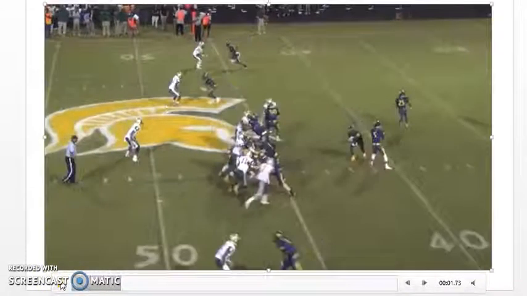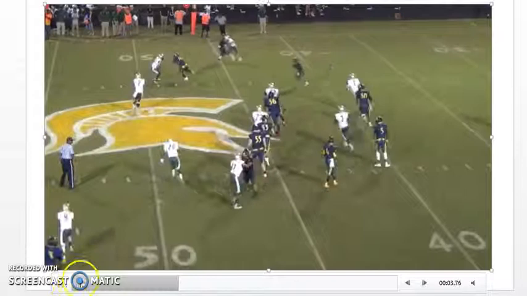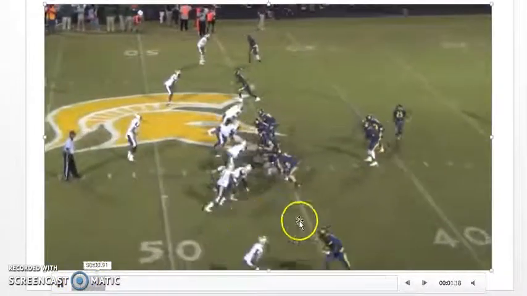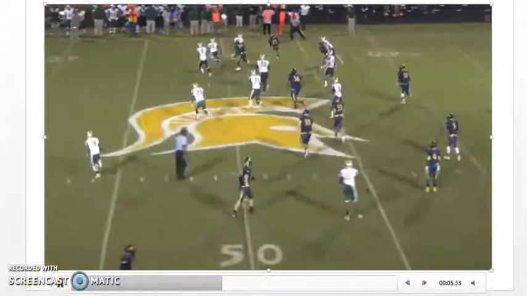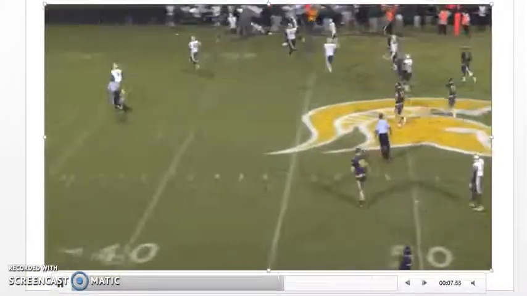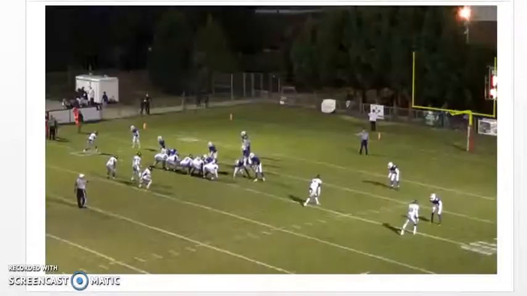All right, this is the same one we saw earlier here. We got the motion out of the backfield. He's coming from the opposite side. We got zone to our left. We block the screen on the perimeter and throw the bubble.